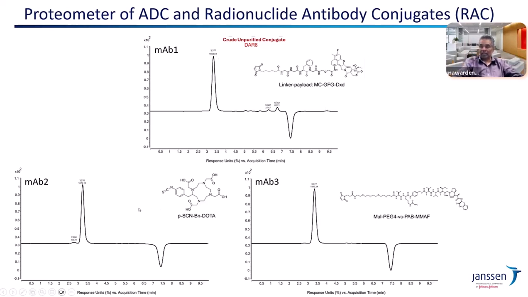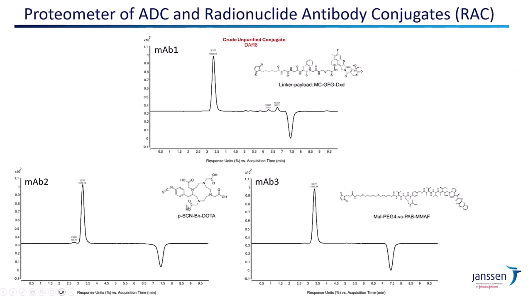And in the bottom 2, we see the map 2 is bound to what is known as a radioconjugate, a DOTA molecule, which is used in nuclear medicine. And the third one is a very popular antibody drug conjugate called MMAF.